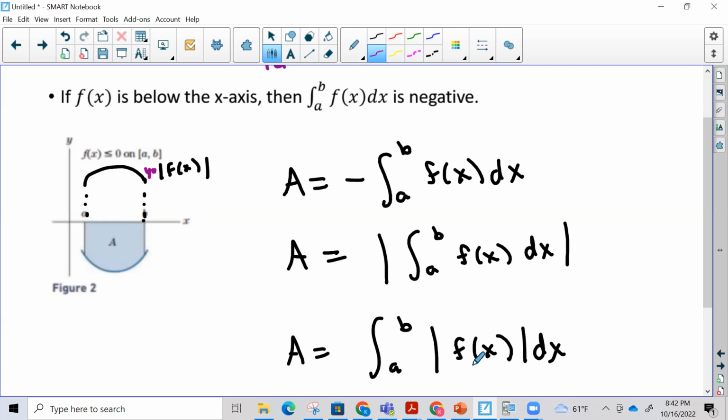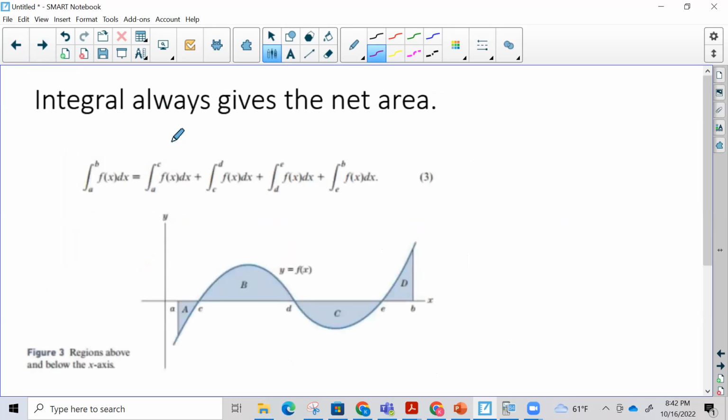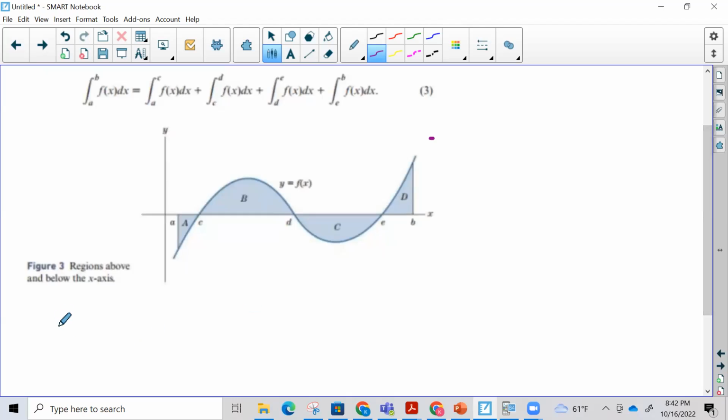You can't really do the actual absolute value by hand. Just as a reminder, we said the integral gives us net area, and we looked at this picture before, and we said this integral from a to b would be all of these integrals separated and added together, where below the x-axis, like a and c, would be considered negative, and b and d would be positive. So if we want the actual area and not the net area, any that are negative, we'd have to make positive.